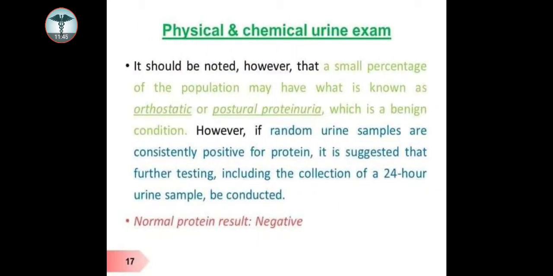It should be noted, however, that a small percentage of the population may have what is known as orthostatic or postural proteinuria, which is a benign condition. However, if random urine samples are consistently positive for protein, it is suggested that further testing, including the collection of a 24-hour urine sample, be conducted. Normally there is no protein in the urine, and so you can say that the normal protein result is negative.